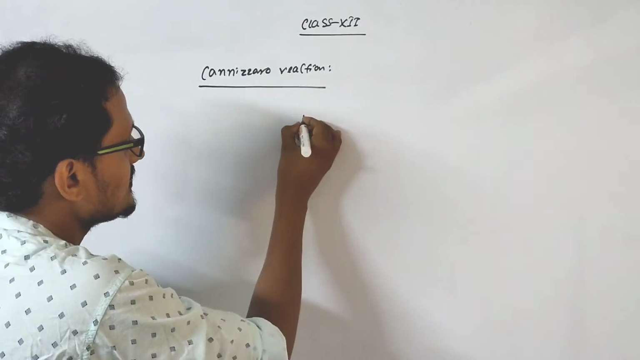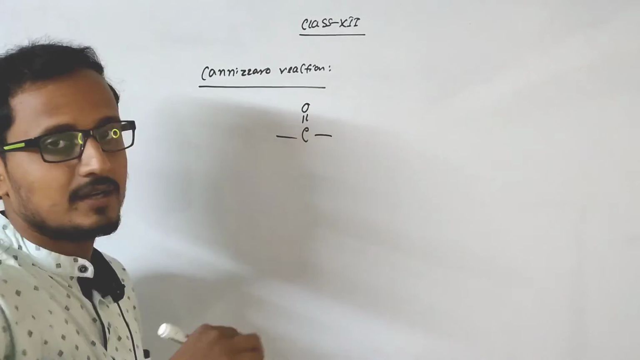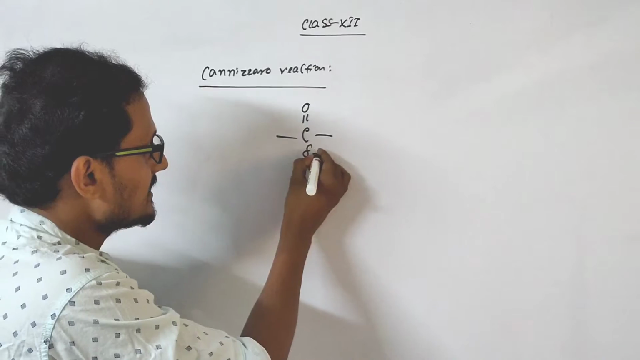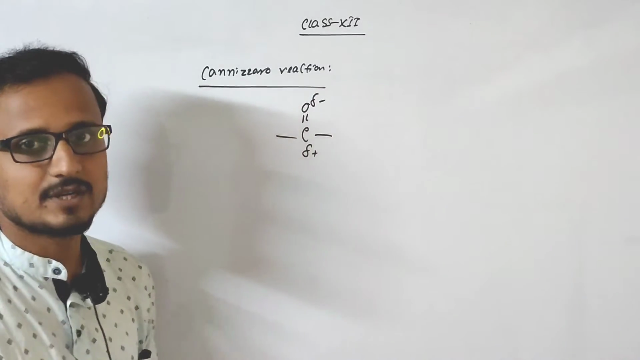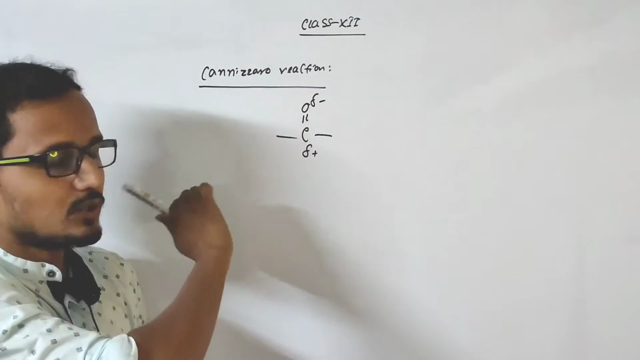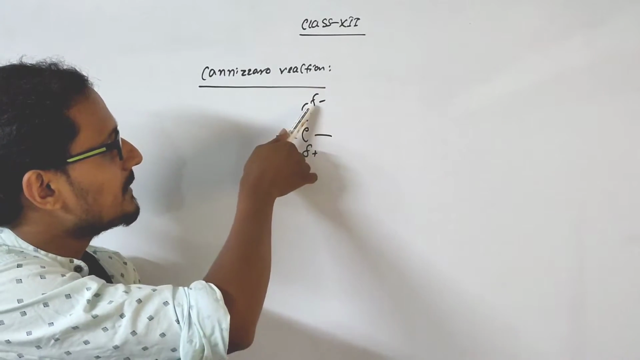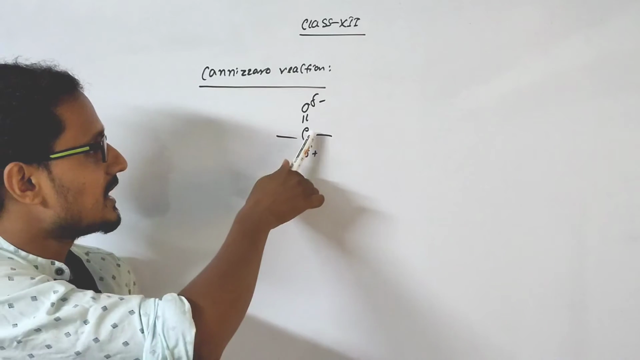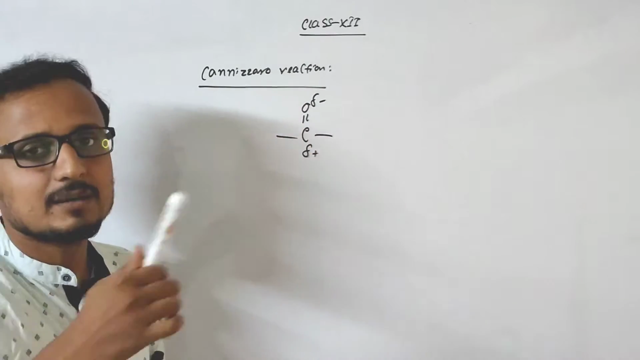Now this one is the carbonyl group. This carbon is delta plus and this oxygen is delta minus, because this carbon is less electronegative than the oxygen. So this oxygen will pull the bonded pair of electrons towards itself more. So this carbon will get delta plus, this oxygen will get delta minus.